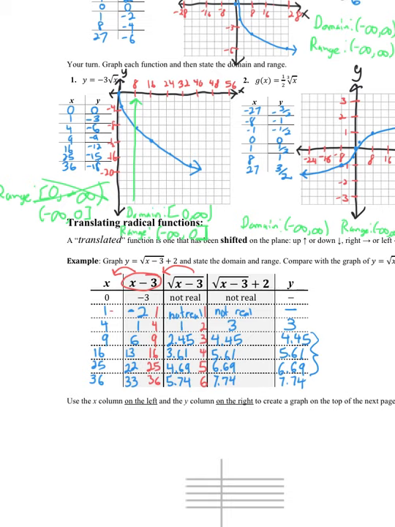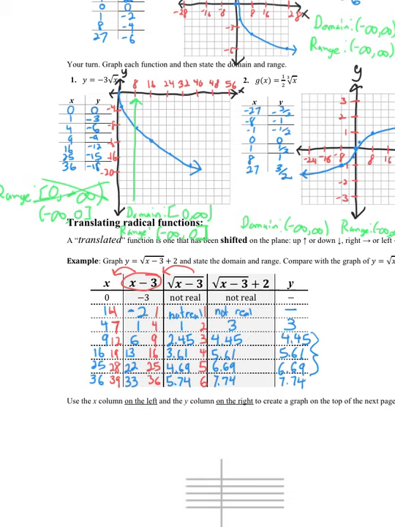So 1 plus 3 is 4. 4 plus 3 is 7. 9 plus 3 is 12. 16 plus 3 is 19. 25 plus 3 is 28. 36 plus 3 is 39.